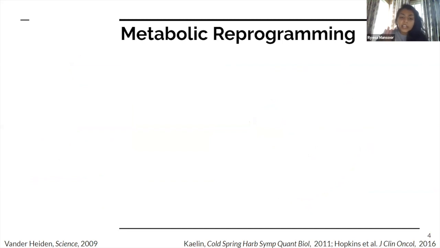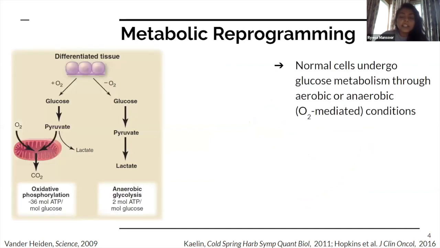This will touch more into the Kalin paper, which is one of the papers that I uploaded. Specifically, what we mean by metabolic reprogramming in cancer cells. Firstly, we understand how normal cells, and this is mostly differentiated tissue in the body, so muscle cells, neural cells, epithelial cells, what have you, will undergo glucose metabolism to generate energy through oxygen-mediated processes, so aerobic cellular respiration, oxidative phosphorylation.